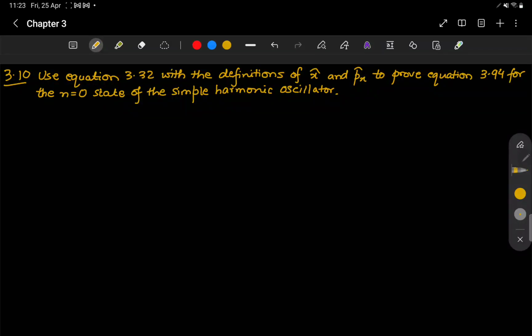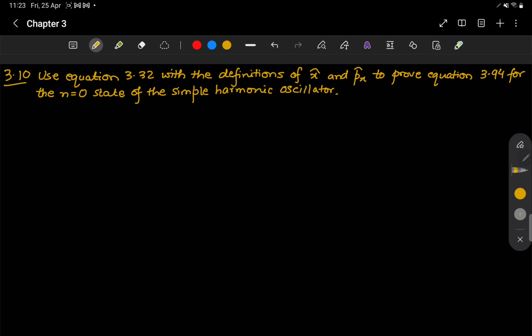Problem 3.10. The question is, use equation 3.32 with the definitions of x and p operators to prove equation 3.94 for the n equal to 0 state of the simple harmonic oscillator. Now let me write down these equations for you before we proceed to solve the question.